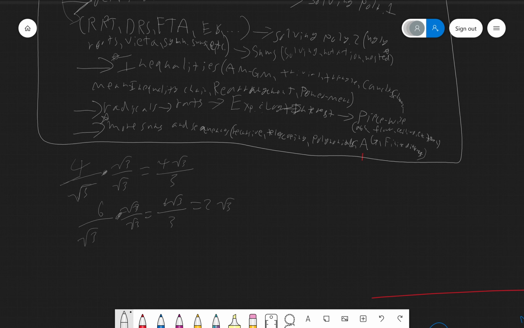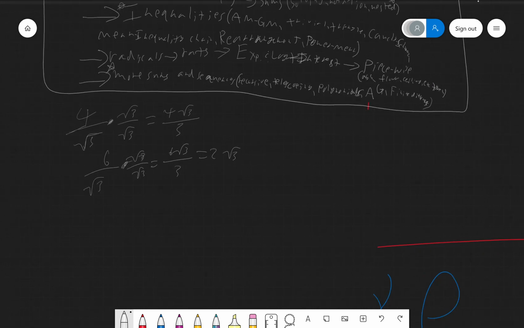Now, that was kind of simple. What if we had a cube root of 3? So 6 over the cube root of 3. We can't multiply by the cube root of 3, otherwise we're going to have 3 times the cube root of 9. So we need to multiply by the cube root of 3 squared, or the cube root of 9. And that gets us to 6 times the cube root of 9 over 3, which is equal to 2 times the cube root of 9, and hopefully you learned in pre-algebra that this is 3 to the 2/3.